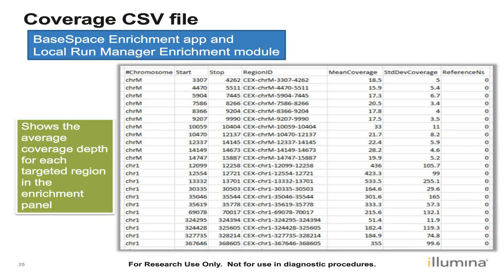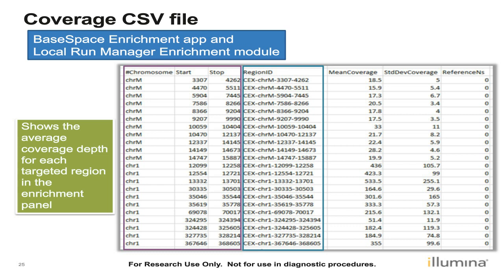So one that is pretty useful from base-based enrichment and local run manager is the coverage CSV file. And this is showing us our target region, so the chromosome start and stop, as well as the region ID. And then it gives us the mean or average coverage at that position. So this is telling us the average amount of coverage within the defined target region.